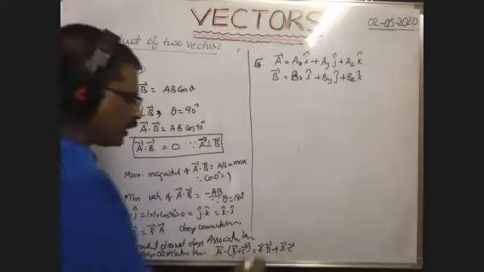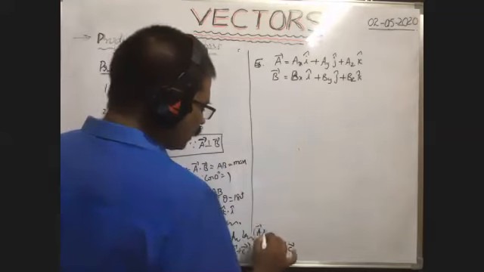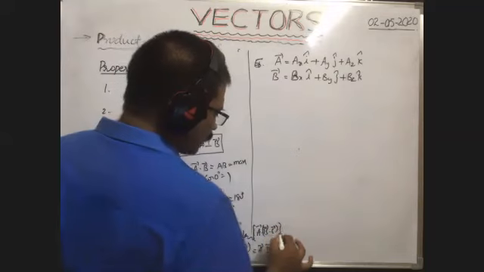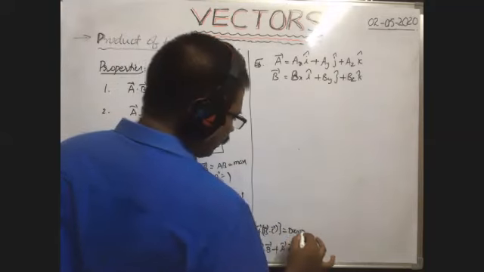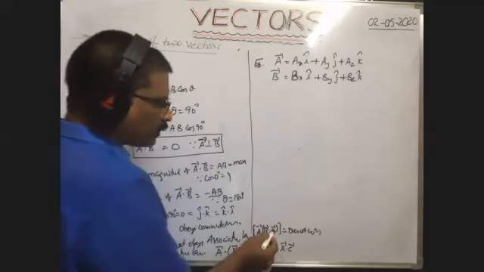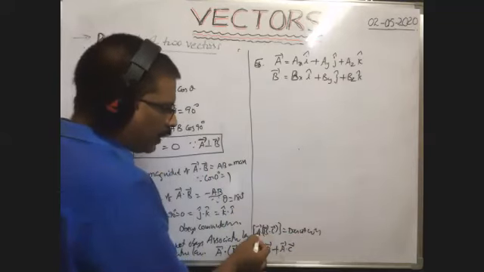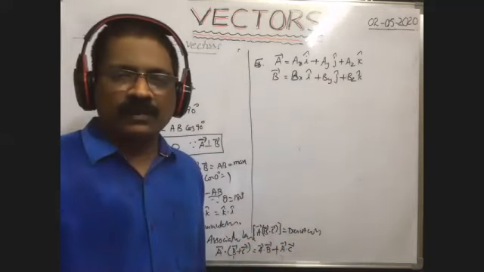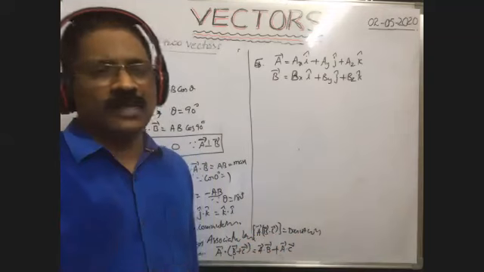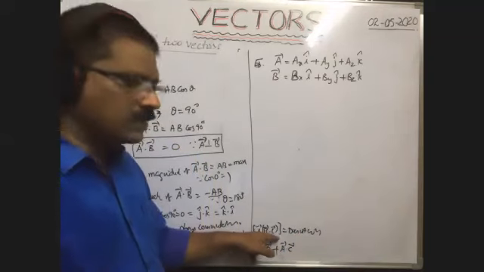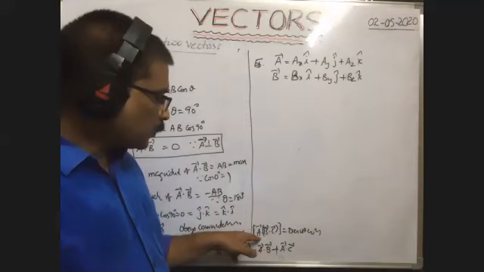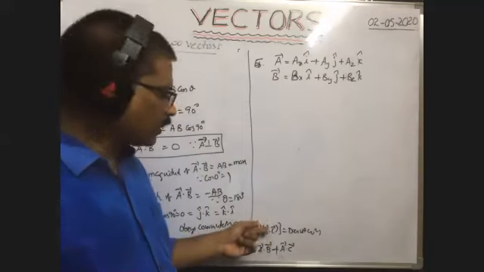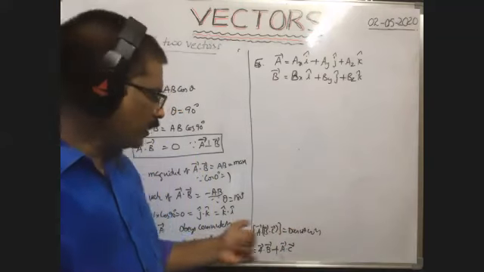In case of associative law, a bar dot b bar dot c bar does not exist, because b bar dot c bar is a scalar, and then a bar dot a scalar. There is no dot product between a scalar and a vector. Dot product is always in between two vectors only. But here if you take like this, then it is a dot product between a vector and a scalar, because b bar dot c bar gives a scalar. That's why it does not exist. That's why it does not obey associative law.